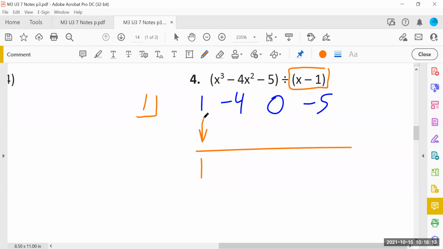So again, our pattern is first one comes down, then whatever's down here times what's in the box. 1 times 1 is 1. -4 plus 1 is -3. -3 times 1, -3. 0 minus 3 is -3. -3 times 1, also -3. -5 minus 3 is -8.